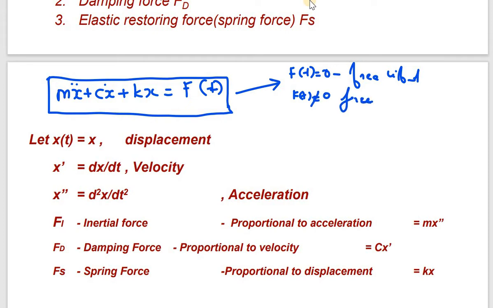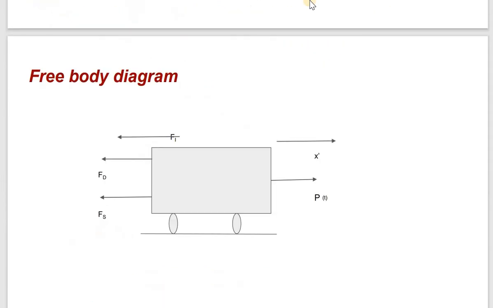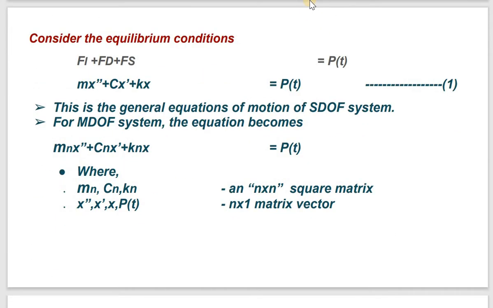And when the force is not 0, it is called forced vibration. Again, free vibration is of two types. Sometimes the damping is 0, that is C is equal to 0. In the other case, C is not equal to 0. For example, in this equation, let us consider the first one, m x double dot plus c x dot plus k x is equal to F of t. This is the general equation. So you can see here, this is the main equation of motion.